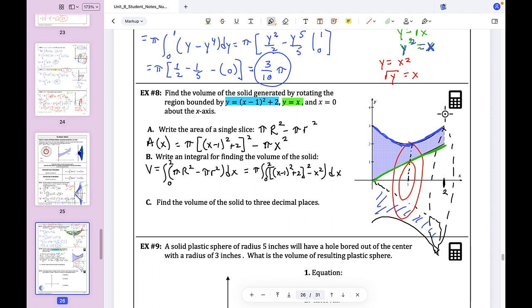And this is a calculator problem. So I put this in my calculator, and when I did that, I got the volume equals 26.389.